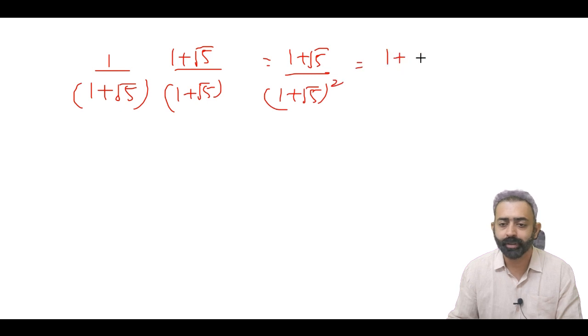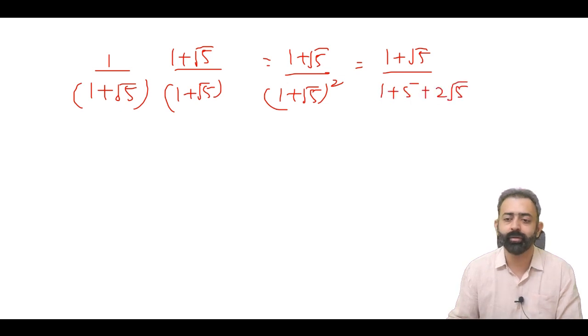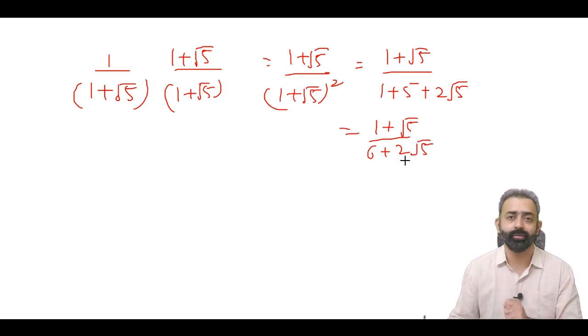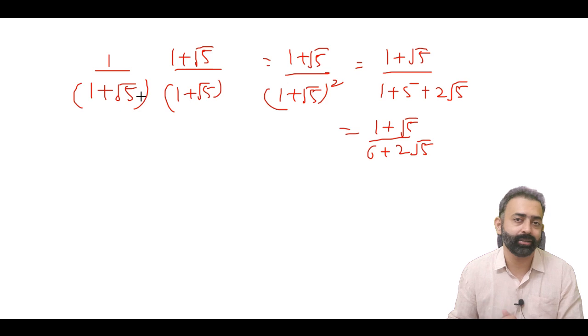Okay, so if you open this denominator, you will get 1 square plus b square, but there will be root 5. So in the denominator you will have plus 2 root 5. You have a surd even if you square this.